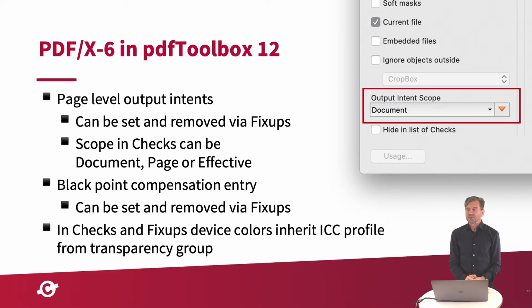Yeah, and so you have this new parameter here, and you can also assign a page level output intent or remove it via fix-up. So there are fix-ups in pdfToolbox 12 that allow you to change page level output intents, to remove them or whatever. So you could, for instance, specify a check that identifies certain pages. So you could say, give me all color pages, and then assign a certain page level output intent to these color pages. So that is all possible.